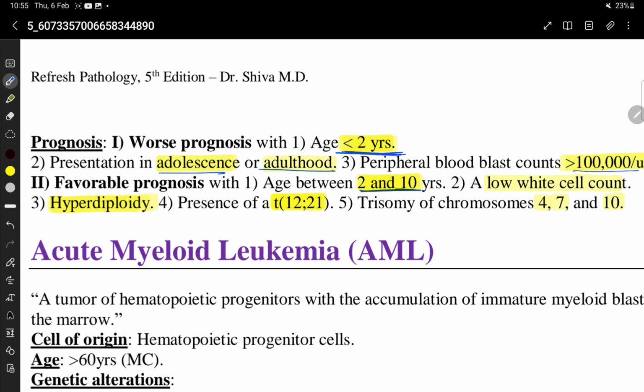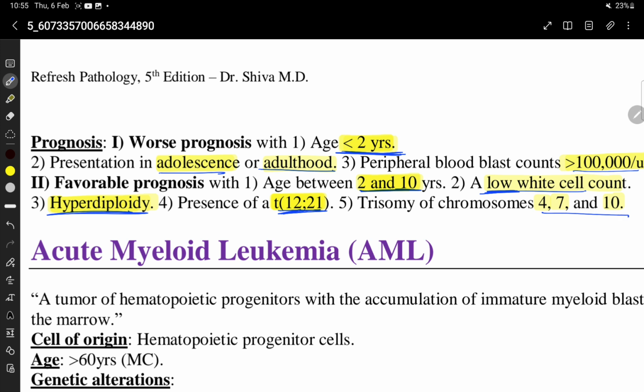If the age is less than 2 years then worse prognosis, 2 to 10 years then favorable prognosis. A low white cell count is a favorable prognosis. Hyperdiploidy, presence of translocation 12, 21 and trisomy of chromosomes 4, 7 and 10.